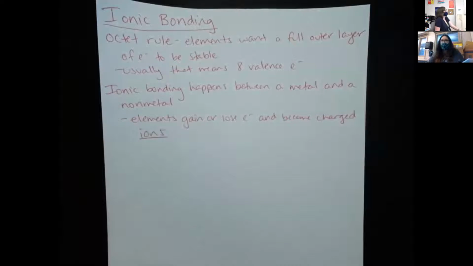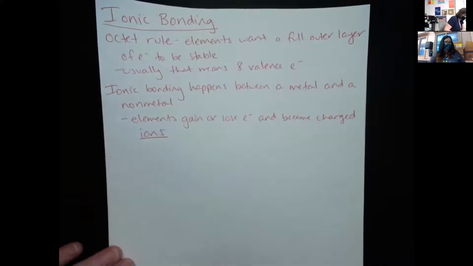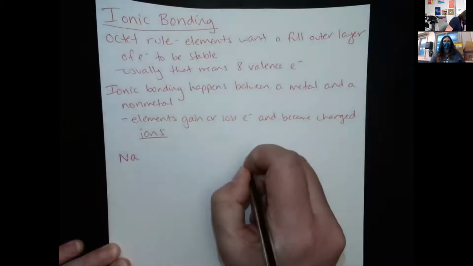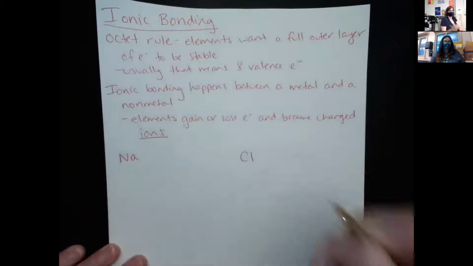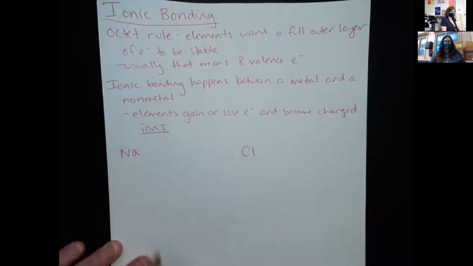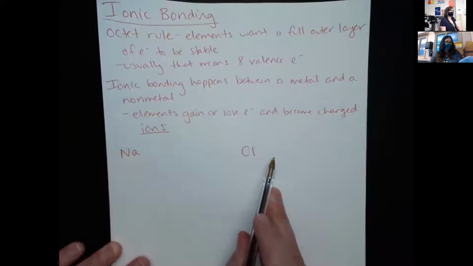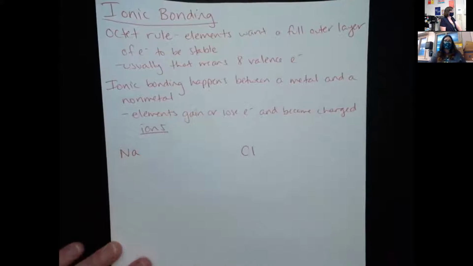So elements gain or lose electrons in ionic bonding, and they become charged ions. I'm going to show you what that looks like. We are going to draw two Bohr models, one for sodium, one for chlorine. If you know how, you can start drawing them, kind of test your skills. We are going to be looking at the periodic table a lot today, so you can use mine or you can get yours out.